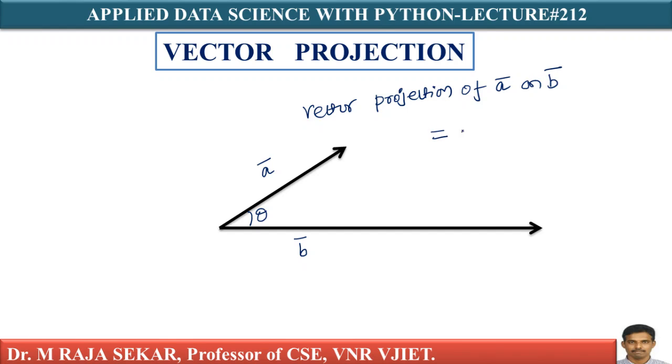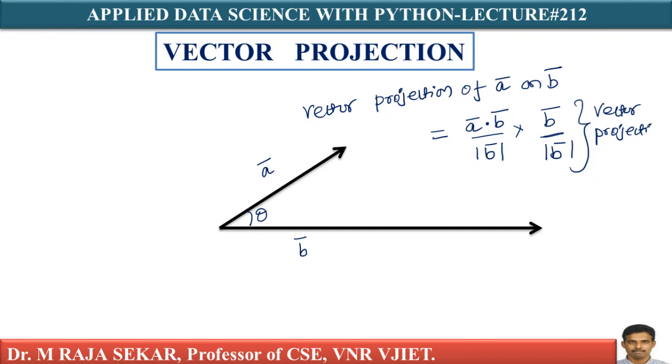Is equal to A bar dot B bar by mod B bar into B bar by mod B bar. This entire thing is known as vector projection of A bar on B bar, isn't it?